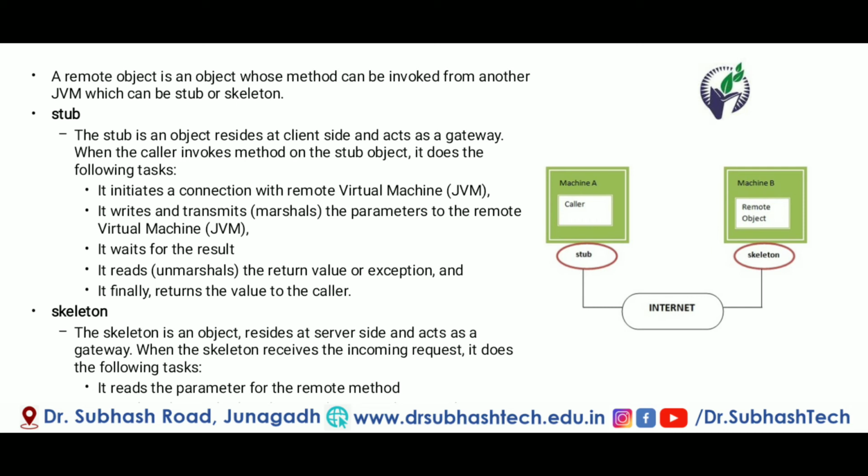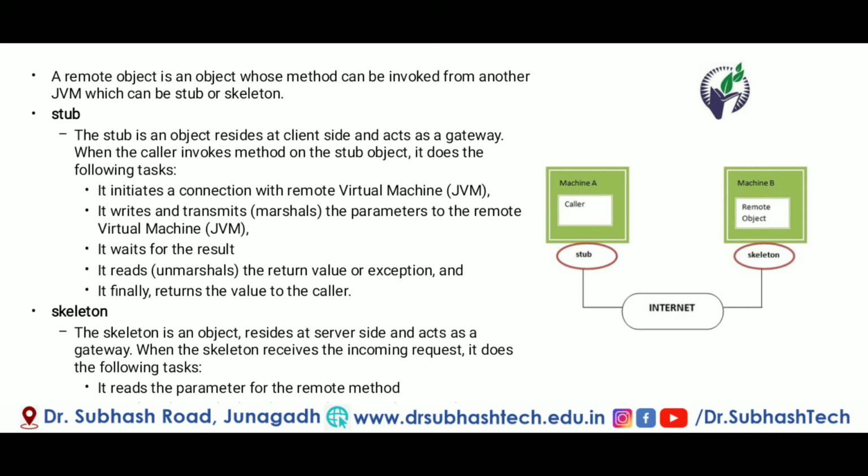Now the second object that is held remotely at the server side is the skeleton. So the skeleton is an object that resides at the server side and acts as a gateway. When the skeleton receives the incoming request, it does the following tasks. It is the same as the stub, but the difference is that it resides at the server side, and when the request comes from the stub, it performs the execution of that request on the remote system.